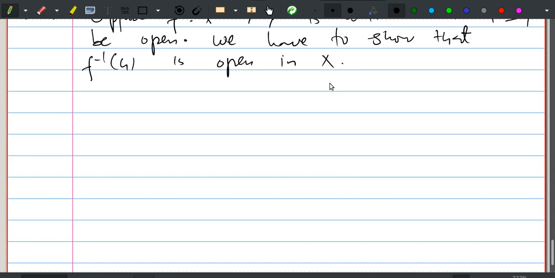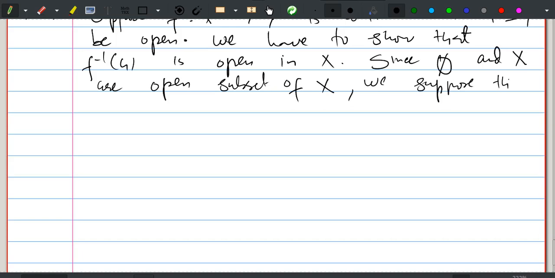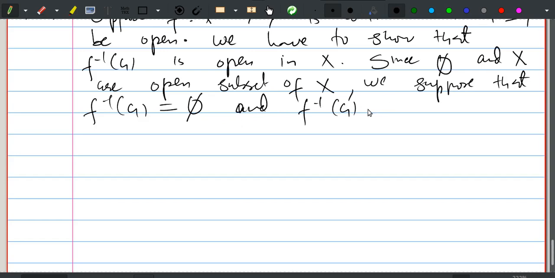Since the empty set and the whole set X are open subsets of X, we suppose that f inverse G is neither empty nor the whole space X. If f inverse G is empty or f inverse G is X, then the result trivially follows, because both the empty set and the whole set X are open.